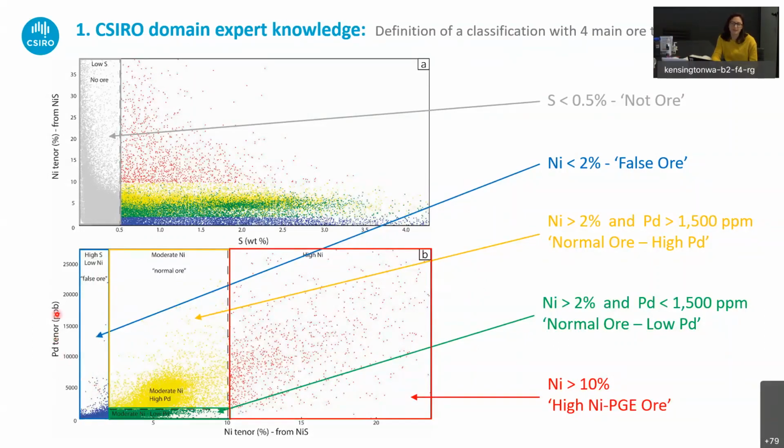So this is palladium tenor versus nickel tenor. That's the amount of nickel and the amount of palladium that you have within the sulfides within the ore body. Then we have the second ore type, which had moderate nickel and quite high palladium values. And then the same here, that had moderate nickel but low palladium values. And then you had that final ore type, which is the most interesting one within the ore body, which is the high nickel, high PGE ore here in red. So those are the 4 different ore types that we decided to use. That was our classification.